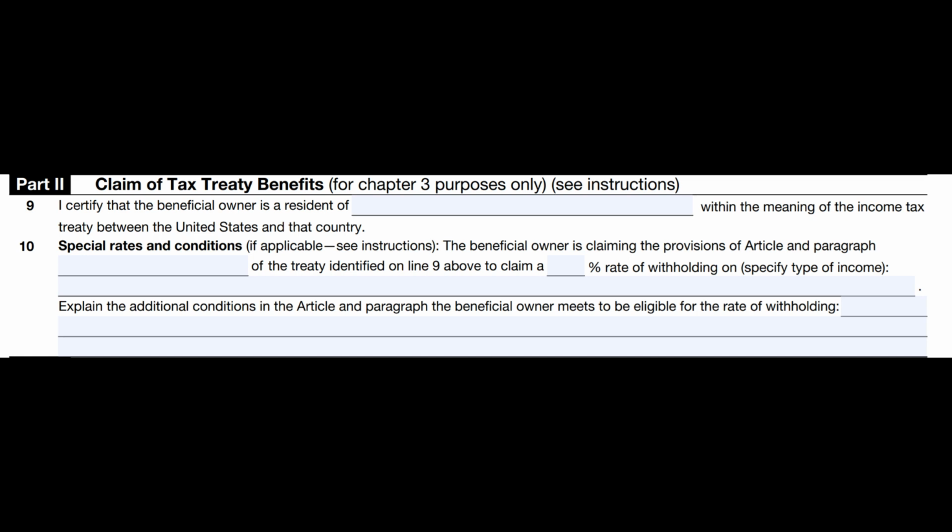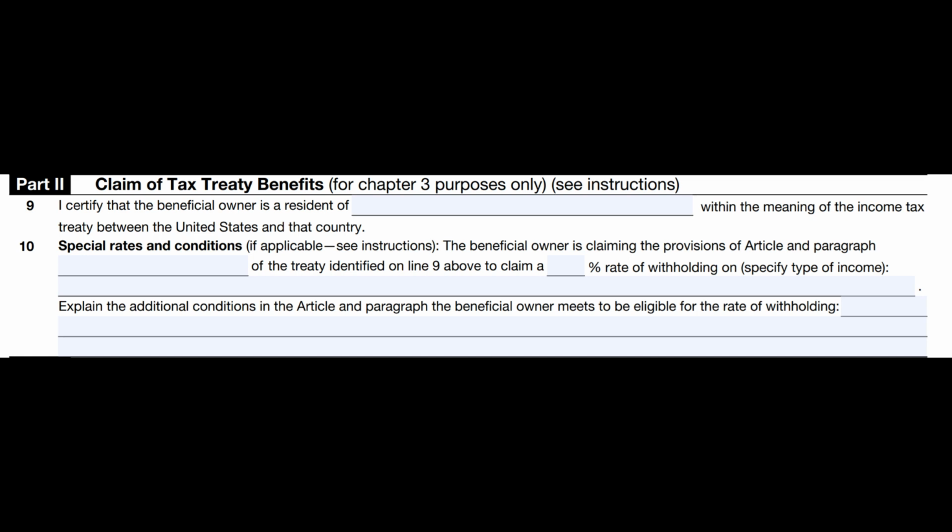Now, how do you know if you're a tax resident of a foreign country? You are only a tax resident of a foreign country if that country taxes you on all your worldwide income. If you're only taxed on income earned within that country, such as rental income, you are not considered a tax resident. Again, most G4s should simply leave Part 2 blank.